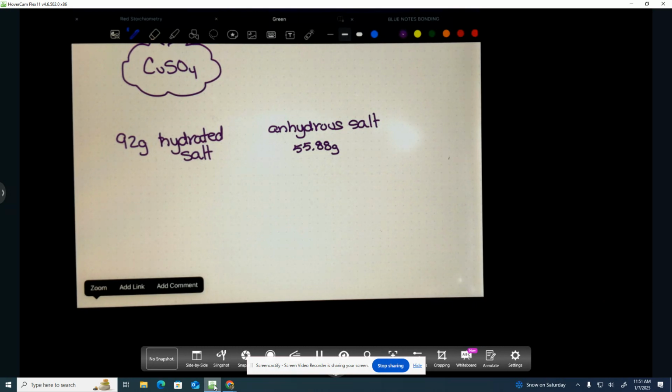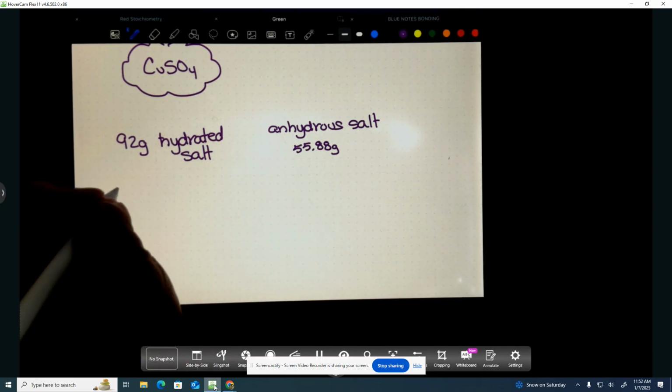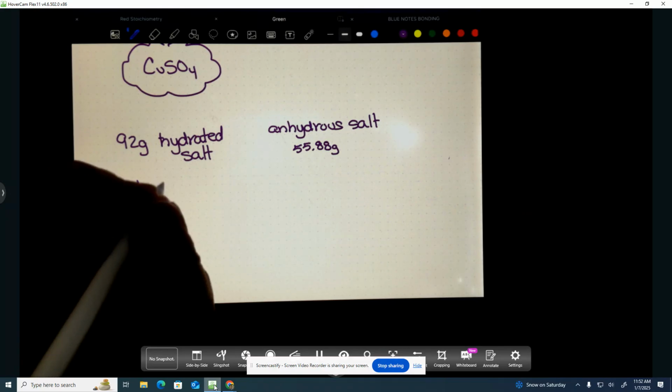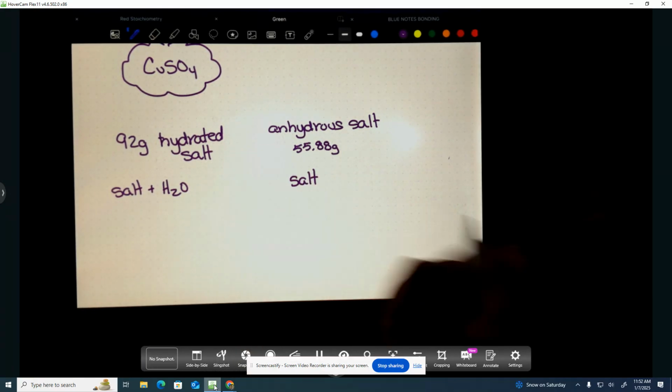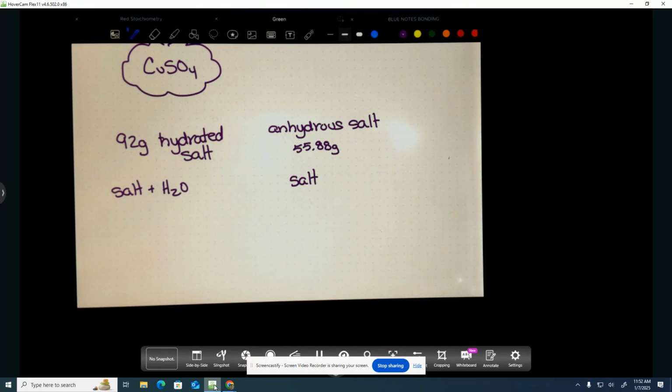Now this is work. Okay? Your brain's engaged. If you have the mass of the hydrated salt, which, if you think about it, is just salt and water, and you have the anhydrous salt, which is only salt, can you find the amount of water that evaporated? What do you do with those numbers? Subtract those suckers. So how much water did I lose when I heated this salt up?